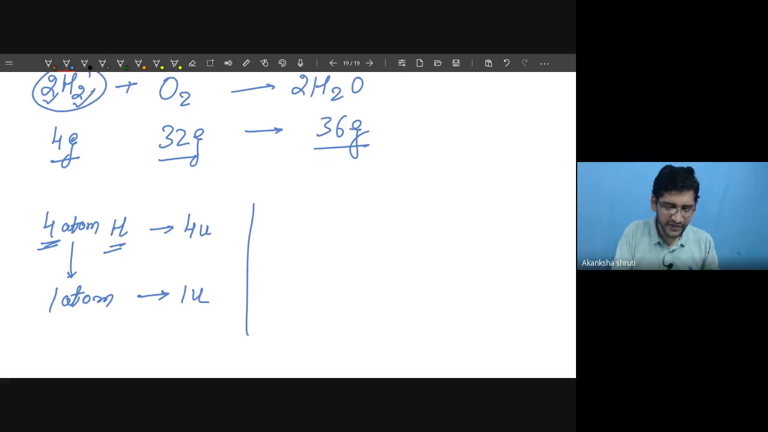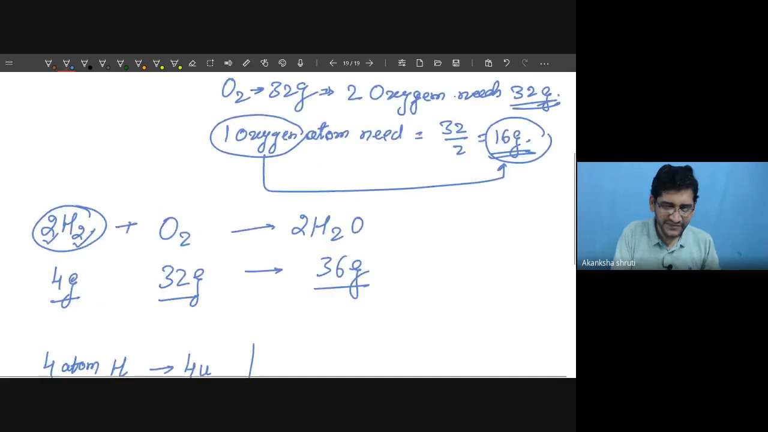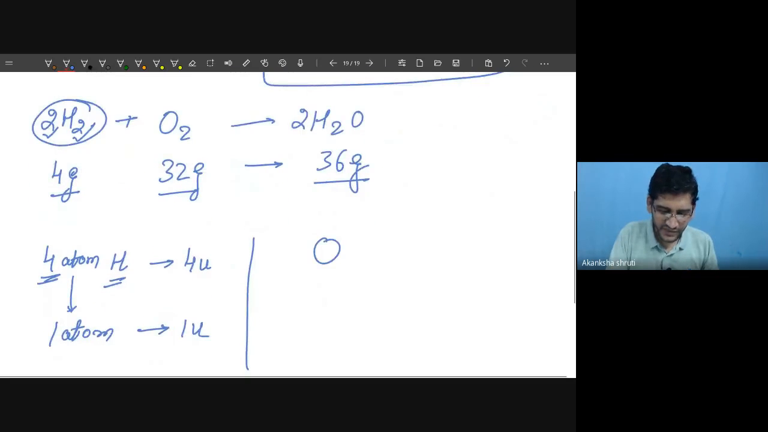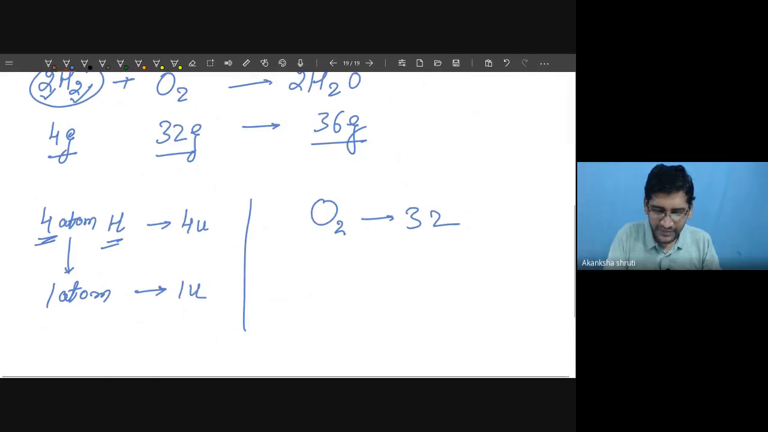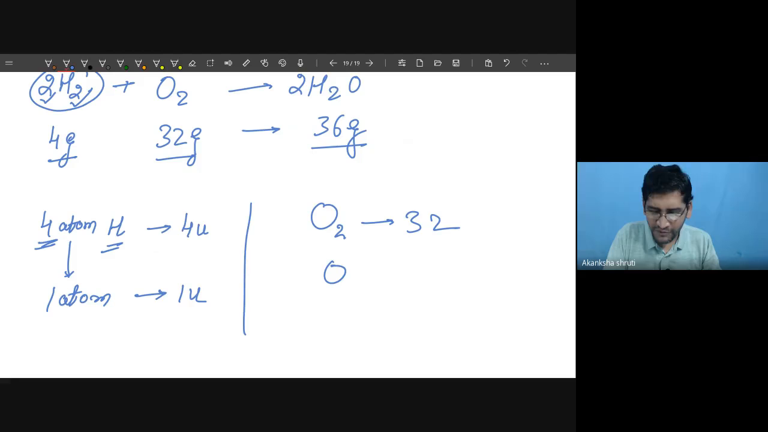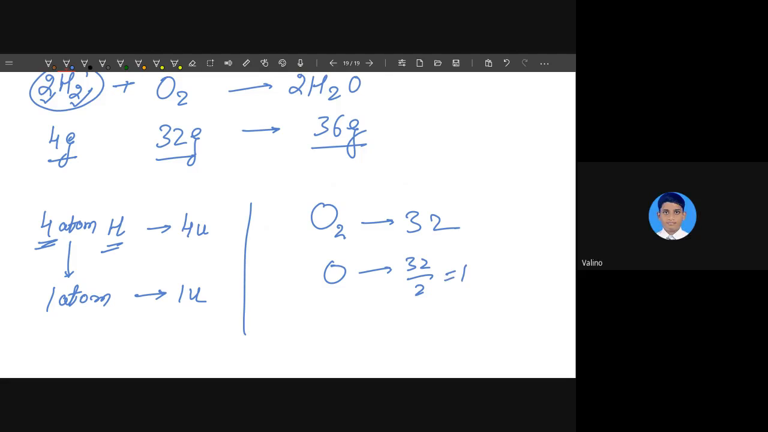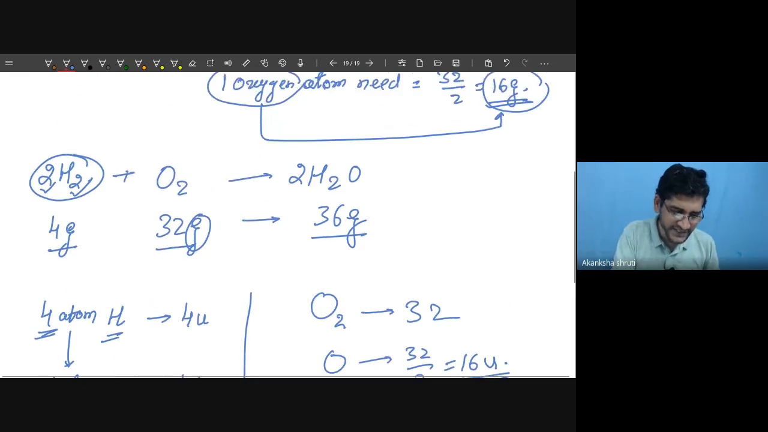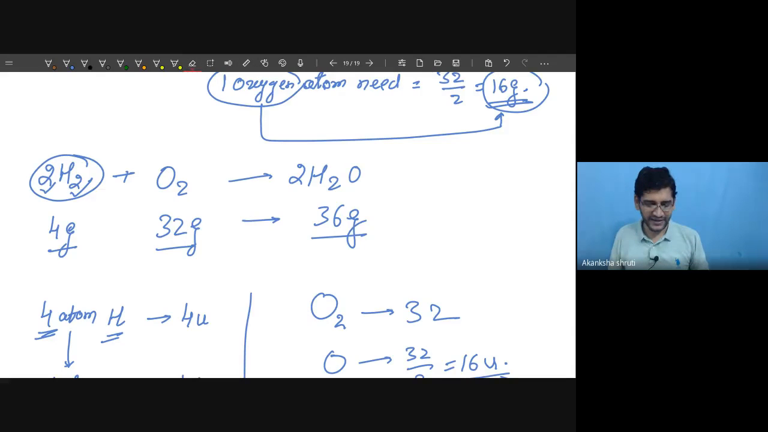Similarly, for the oxygen, O2, the same thing can also be observed here. Means for 2 atoms, it is 32. So for 1 atom of O, it will be 32 divided by 2, 16. Later on, this G was replaced by U. But initially, it was taken in terms of G because measuring U was very difficult.